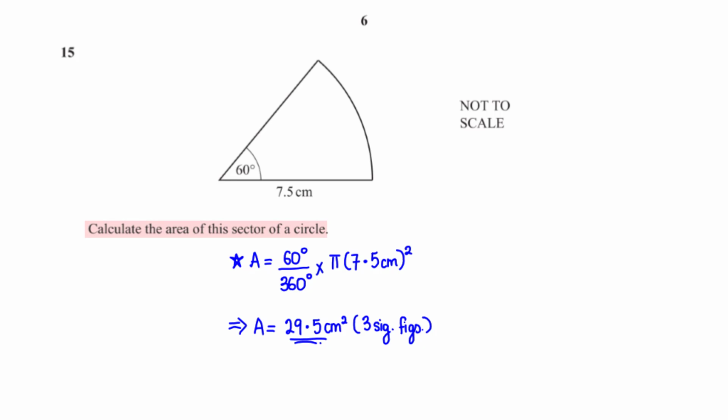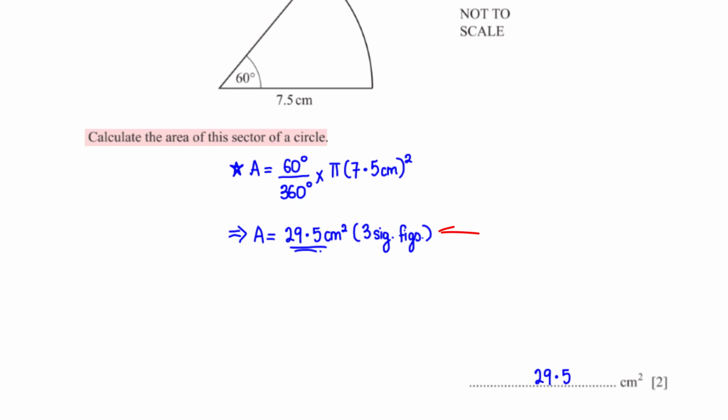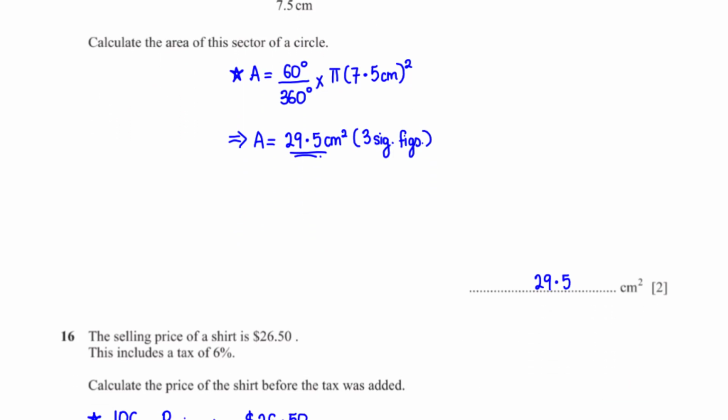Calculate the area of this sector of a circle. The formula for the area of a sector is theta over 360 degrees times pi r squared. In this case, we've been given theta as 60 degrees and the radius is 7.5 centimeters. When we type this into the calculator, we get 29.5 centimeters squared, rounded to 3 significant figures.